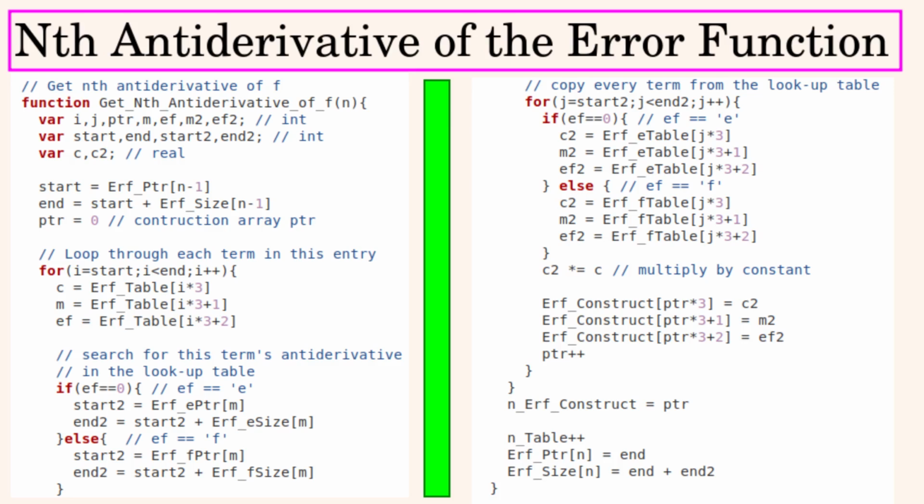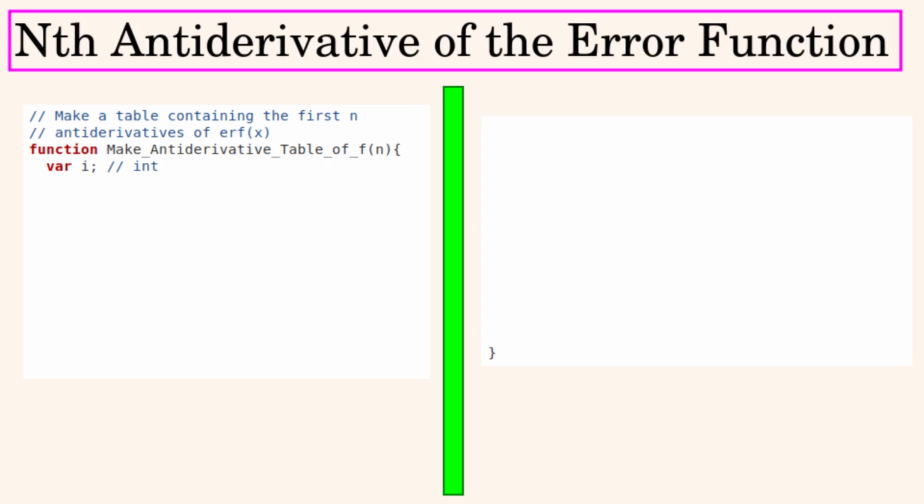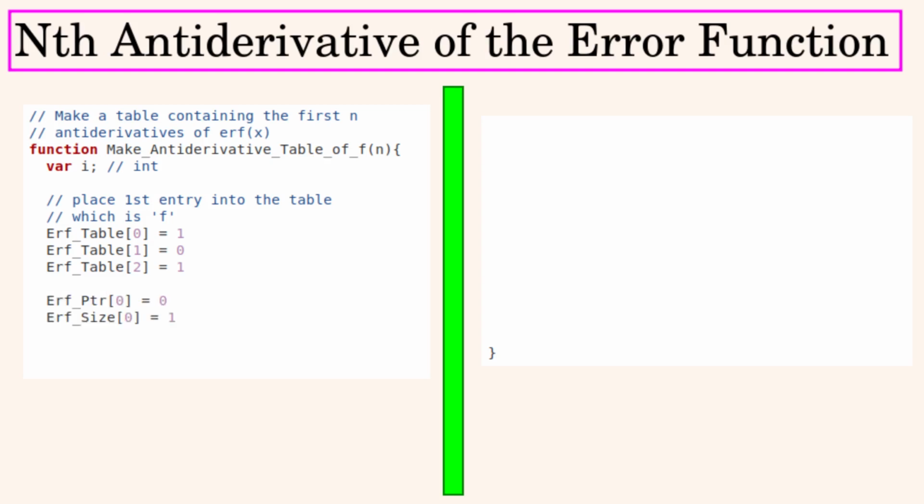We'll have to redo them later. So this is the function that is used to find the first n antiderivatives of the error function f and place them into a table. We'll start by placing the first entry in the table here, which is f itself, and set its starting position and length here. And we'll set the number of entries found so far to be 1.